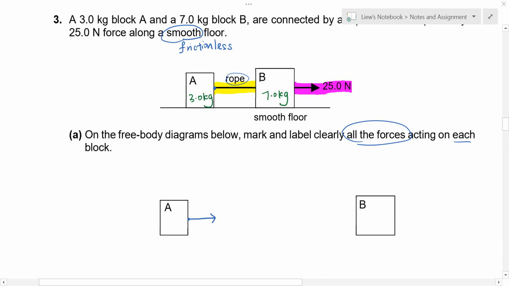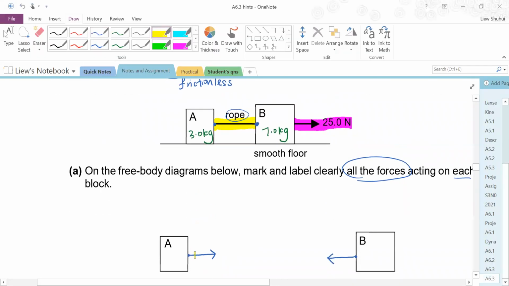At this point over here, B is also in contact with the rope. Therefore, B also experiences a tension pointing away from B. These two forces here are what we call the action-reaction pair. So this is tension T. This is also tension T.